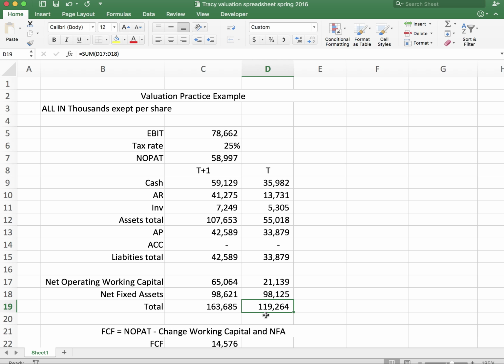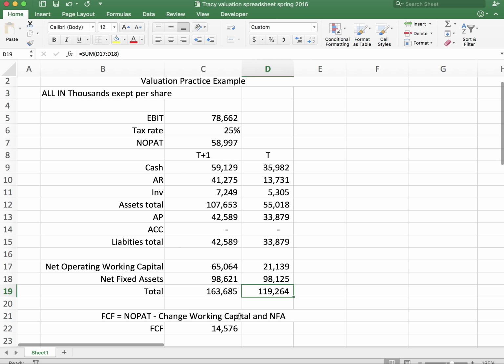So we had to invest quite a bit into this company to see these new sales. So the difference between these two numbers subtracted would give us our change in working capital and net fixed assets for the year. And of course we're going to subtract that from NOPAT, or our net operating profit. So this is how much money we earned this year. And the difference between these two is how much money we had to put back into the company to keep it running and earn that money.